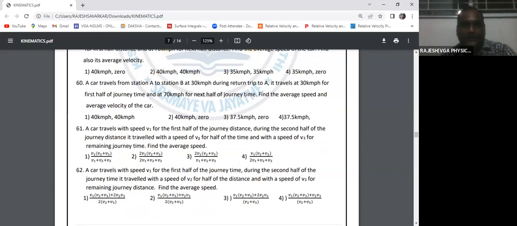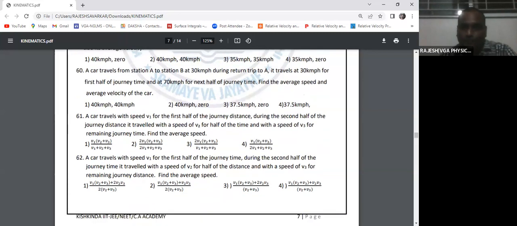That means V4 becomes V2 plus V3 by 2. Okay. Next one, the same question. A car travels with speed V1 for the first half of the journey distance. During the second half of the journey distance, it travels with speed V2 for the first half of the time and with speed V3 for the remaining journey time. Find the average speed. Let us draw the diagram for 61.